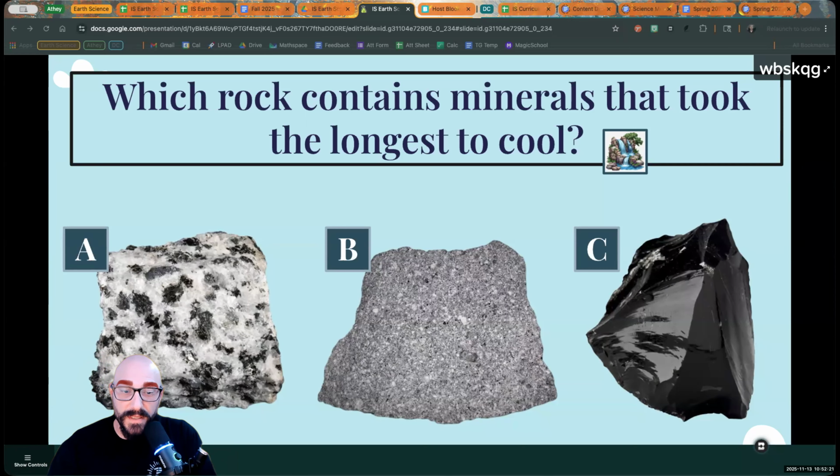Yeah, the answer here is A. A took the longest to cool. You've got the largest individual crystals inside that. C actually cooled the fastest. You can't see any of those chunks of crystals in there.